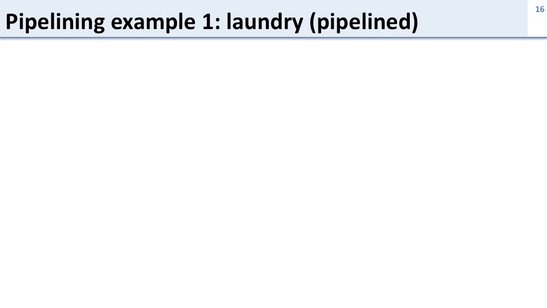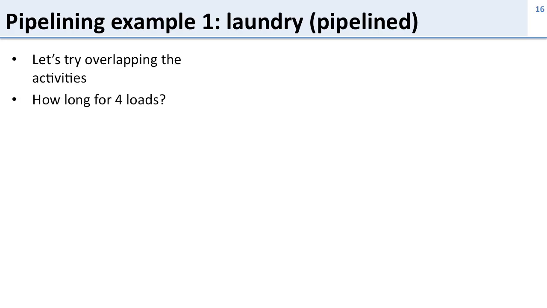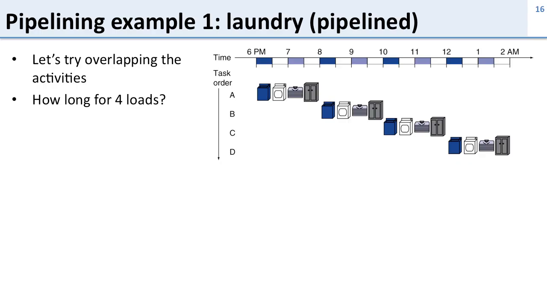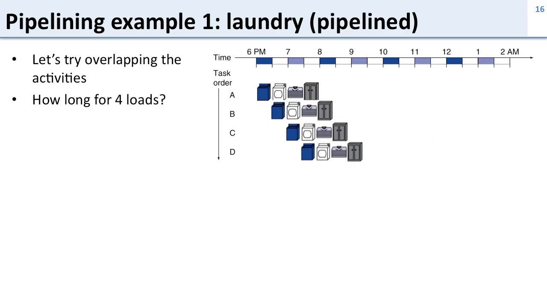So now let's take a look at doing pipelined laundry. We're going to overlap the activities, and we're going to ask the same question. How long does it take us to do 4 loads? So here's the schedule we had before, and instead of doing this, we're going to overlap them. We're going to start the second load after we've started the first load, but before it's finished. And the same thing for the third and fourth loads.